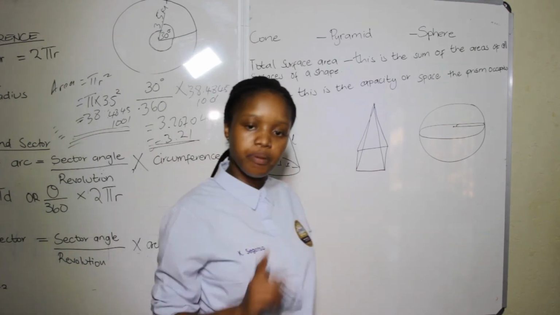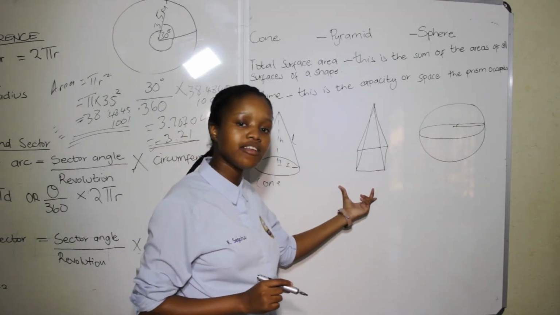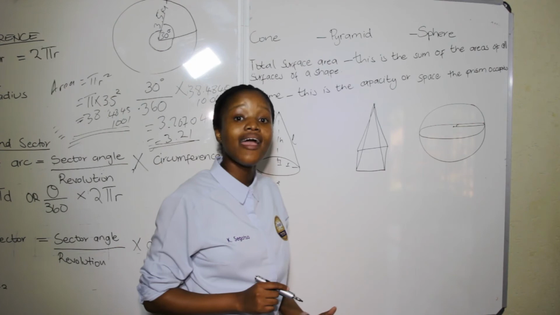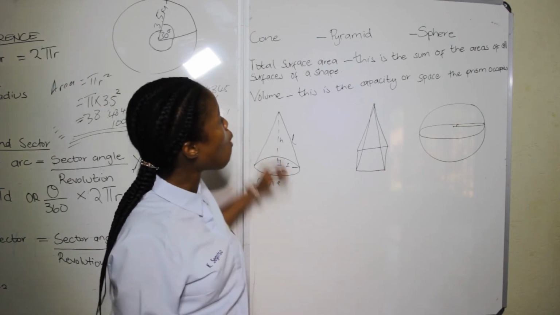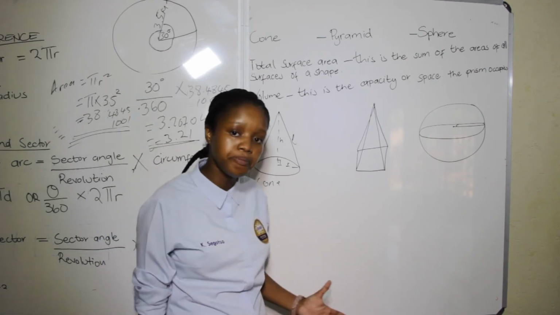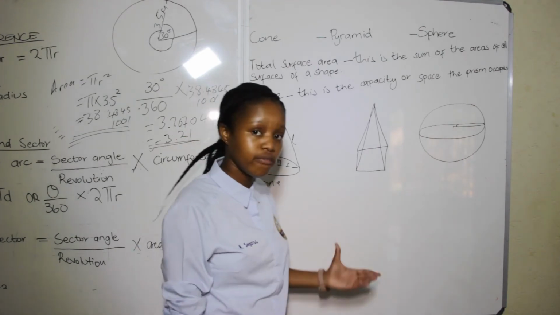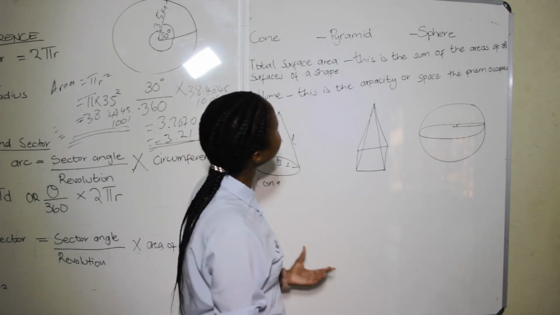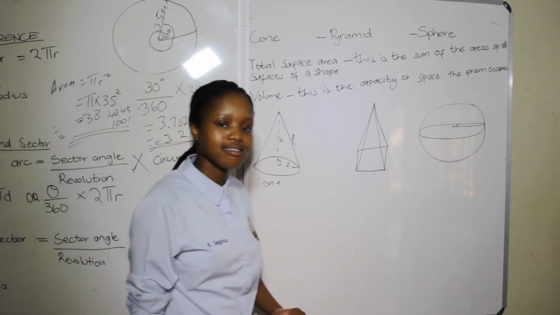So, except for the pyramid. Why? Because we have what you call a square-based pyramid, and we have what you call a rectangular-based pyramid. So what are we going to do? We're going to learn and we're going to know the formulas for all of these three shapes. And we're going to learn how to calculate the volume for all of these three shapes. So now let's start with our cone. Let's look at our cone and let's assess our cone.